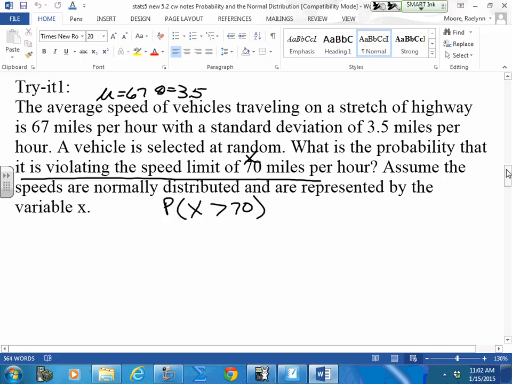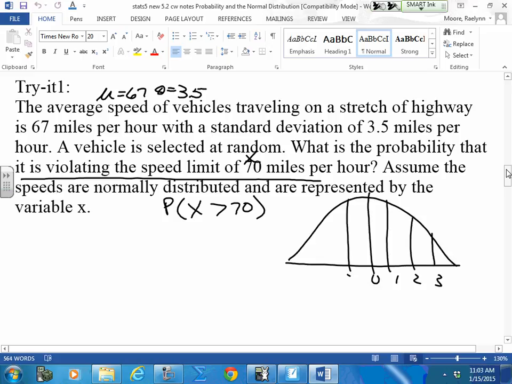Okay? Now, your graph is going to help you, your sketch. Start with your standard deviations on it. Then put your x values across the top. What's your mean? That starts up here, 67. Add 3.5. Keep adding 3.5. And subtract 3.5. You can go all the way down subtracting 3.5. So this is 63.5.